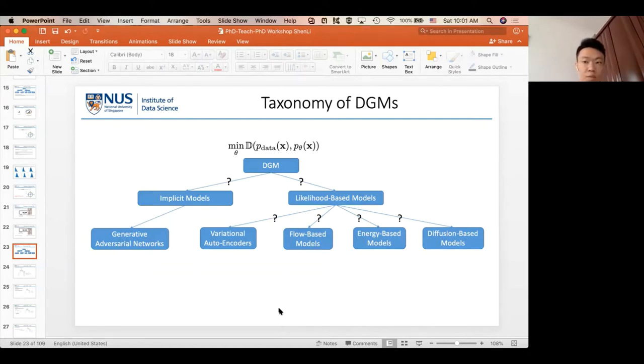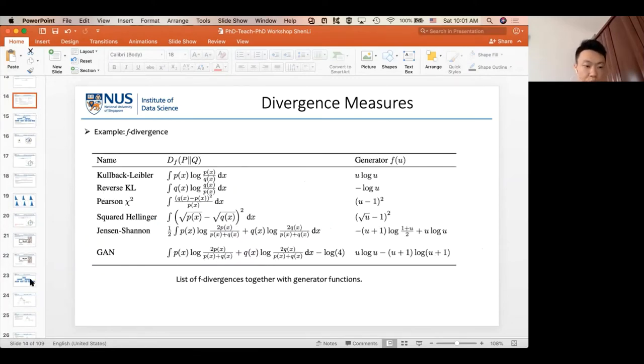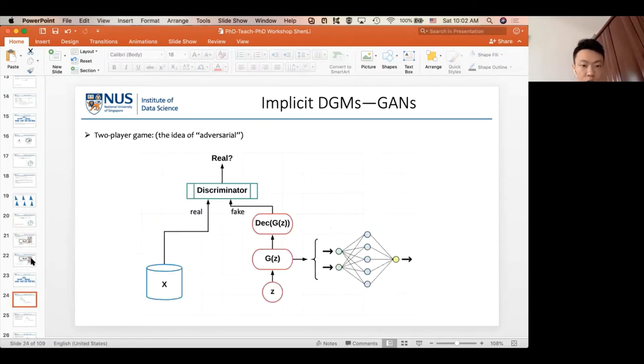Okay, let's continue. Welcome back. So in brief summary, we know that every DGM is minimizing some kind of divergence between P data and P model, or the other way around. So now we are going to focus on one of the major branches, which we call the implicit models. The reason why we call it an implicit model is because the design principle of such models is not actually derived from the objective itself, as we show later. But later on, we'll see that they are actually minimizing the JSD, the Jensen-Shannon divergence, as I show in the table. Okay. Let's go through the specifics.